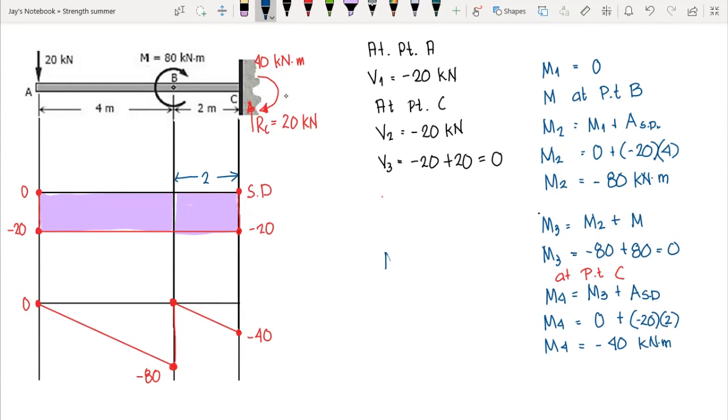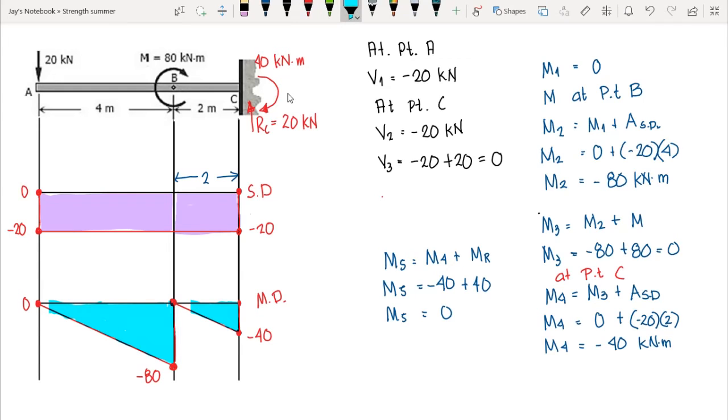So we have our moment 5 is equal to moment 4 plus the moment reaction. Moment 4 is negative 40, correct, the initial moment, plus the moment reaction, that is positive since it is clockwise direction. So we have 40. Therefore, our moment 5 is equal to 0. So our moment diagram is correct since it ends at 0. Okay? So this is our moment diagram.